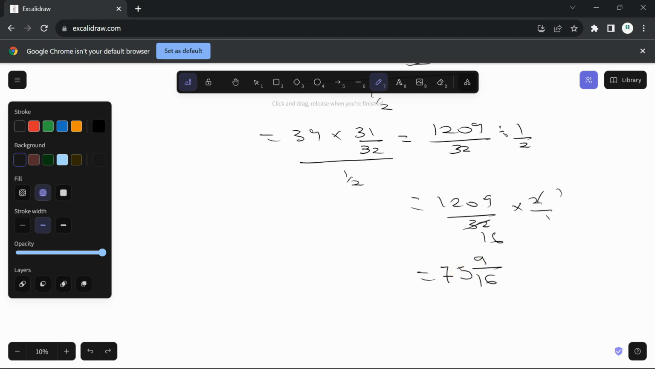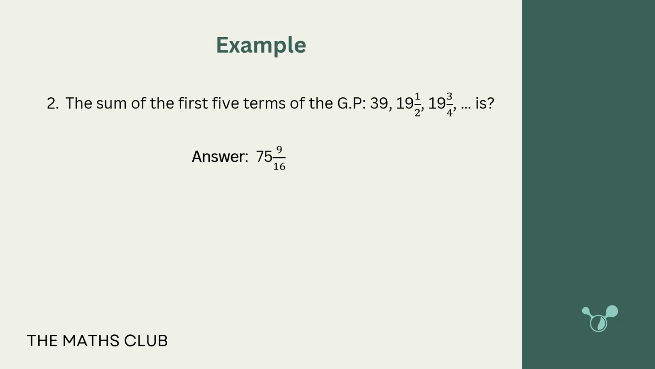What did I do? I did 1209 divided by 16, that's 75, the whole number part, 75 point something. I took that whole number part and multiplied it by 16, and it gave me 1200. That means there was 9 remaining. So I said 9 over 16. So let's see if our answer is actually correct. Great. So we have 75 9 over 16.